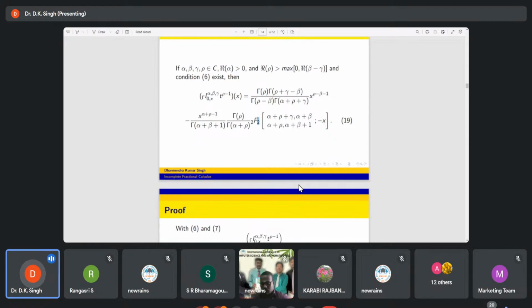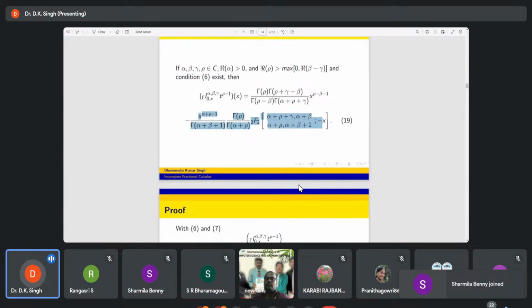What is the difference between my formula and the Saigo formula? In the Saigo formula you cannot get this part here. Saigo only gives this part. That's why in incomplete fractional calculus you can get this part also, and this plays a very important role in dynamical systems, control systems, physics and engineering, or you can get a more generalized form of any functions.